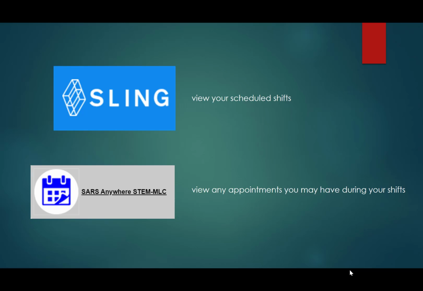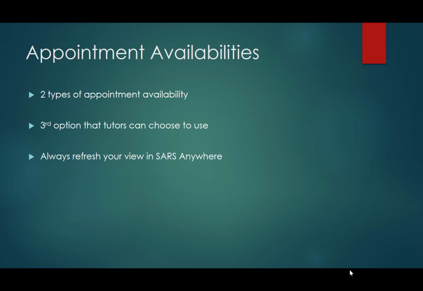shifts. You can refer to the Sling and SARS Appointments modules in Canvas for additional information, but make sure you are checking both systems and communicating if you have any questions or find any discrepancies. Now let's take a look at those different appointment availabilities I was referring to earlier.